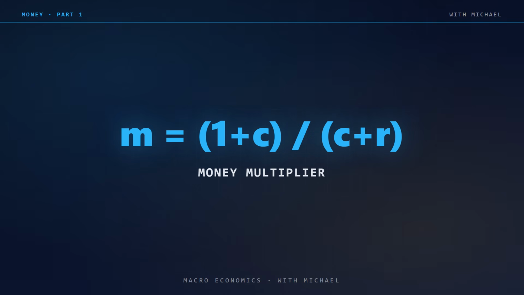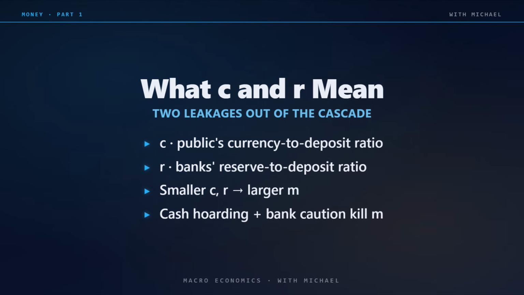A more realistic formula accounts for the fact that the public chooses to hold some money as cash rather than depositing all of it. Let C be the currency to deposits ratio chosen by the public, and let R be the reserve ratio chosen by banks. Then the multiplier equals (1 + C) divided by (C + R). This formula captures both leakages, cash held by the public and reserves held by banks. The smaller these two leakages are, the larger the multiplier becomes, and the larger the money supply for a given monetary base. Section 6. A full numerical example.